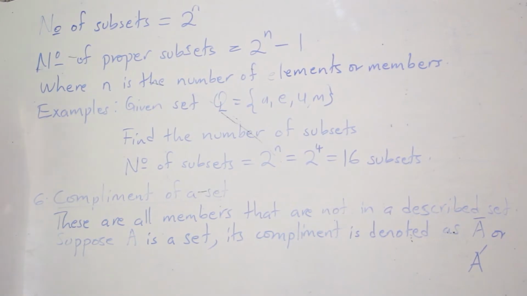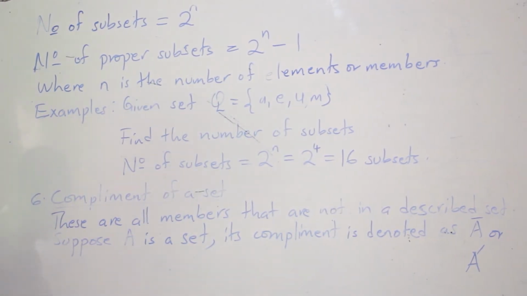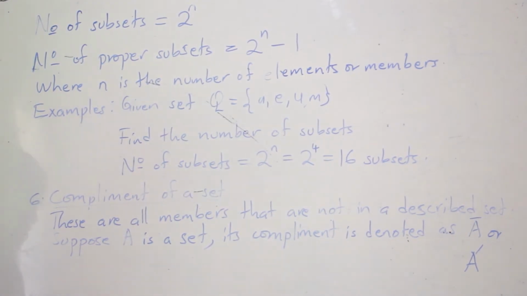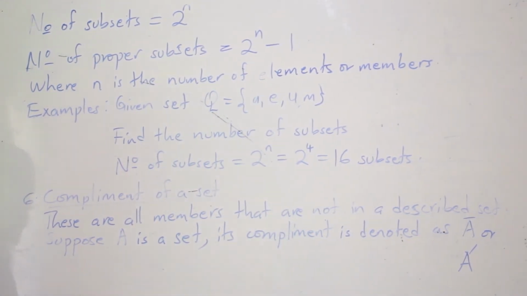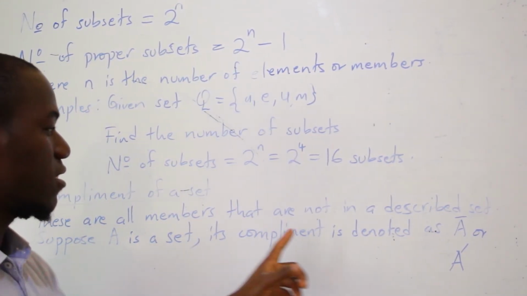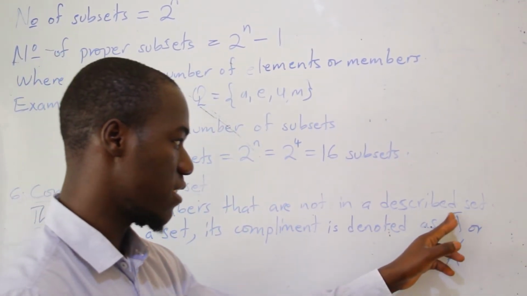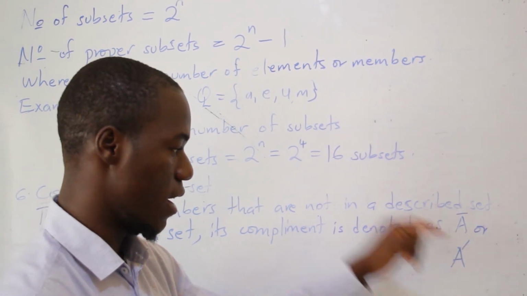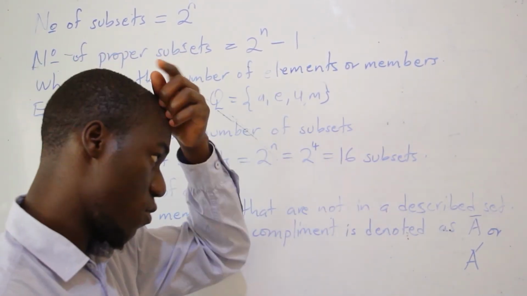Then lastly, we can talk about the complement of a set. These are all members that are not in a described set. So suppose I have set A, its complement is denoted as that, or like that.